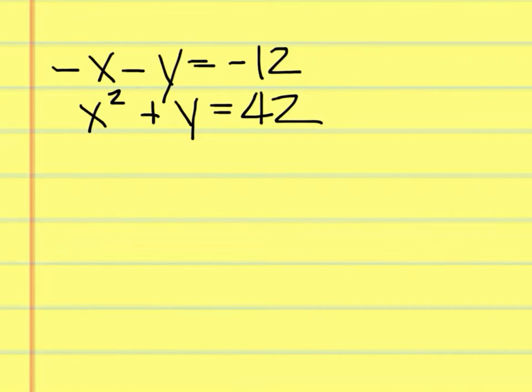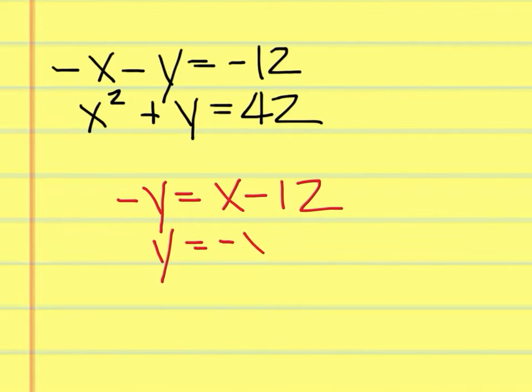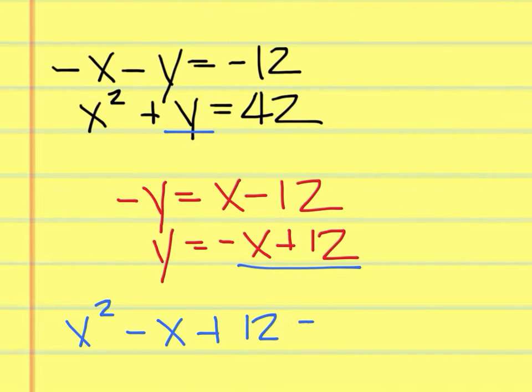You have four choices as always. You can start by isolating this, this, this, or this. I am going to choose this one here. So I'll have negative y equals x minus 12, and then divide everything by negative 1. I can now insert this into this position and have x squared minus x plus 12 equals 42.